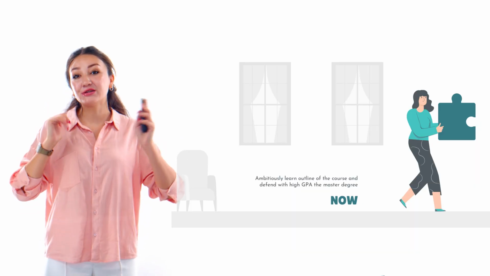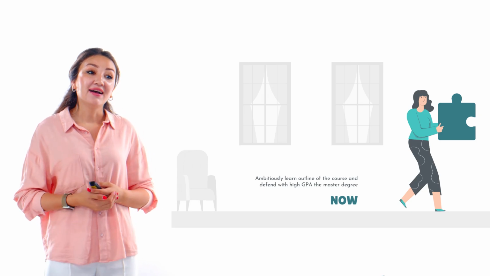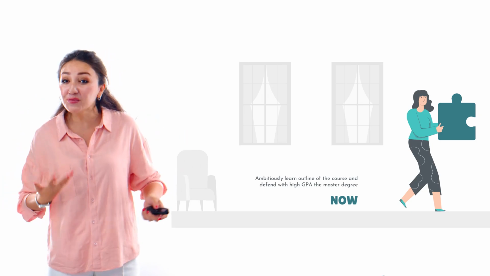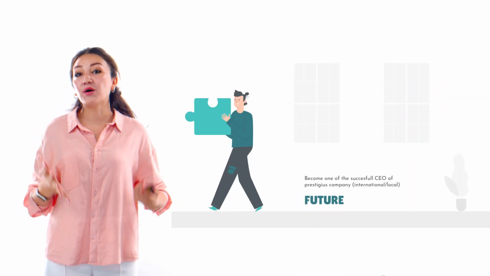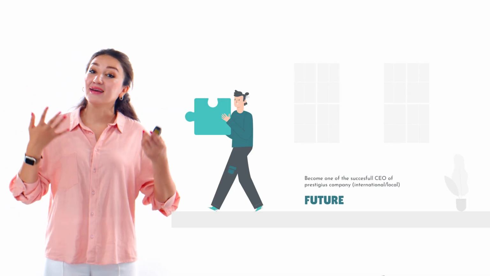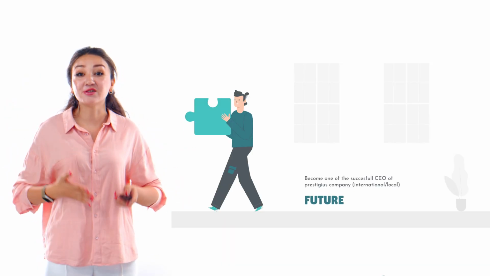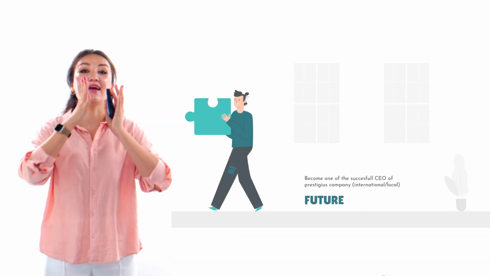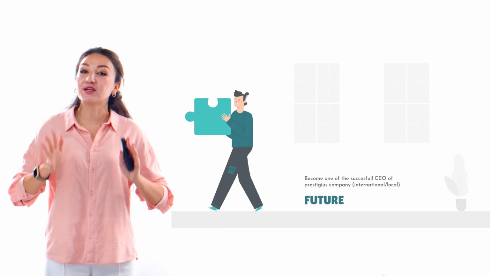So for now, dear students, you have to ambitiously learn the course outline and achieve a high GPA. Currently, your mission for the future is to become one of the successful CEOs in a prestigious company. It can be an international company, or it can even be a local company. That is now your mission, and our class will teach you the more important sections to achieve your mission in the future.